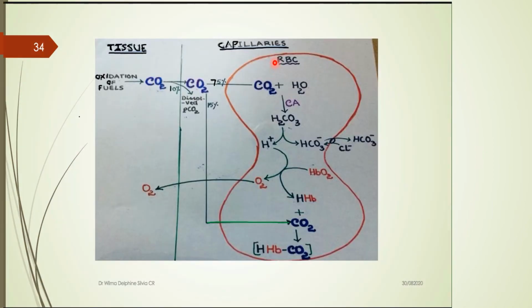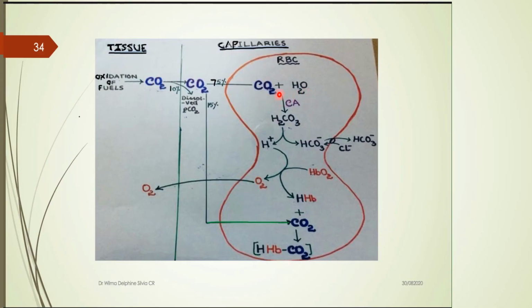In the previous slides, we discussed that hemoglobin acts as an important buffer in the RBC. As well, it has an important role in regulation of the pH. Just consider that the RBC has reached the site of tissue and it's carrying the oxygen in the form of oxyhemoglobin. When the RBC reaches the site of tissue, the carbon dioxide which is obtained by the oxidation of fuels, the major fraction, around 75% of it, diffuses into the RBC.